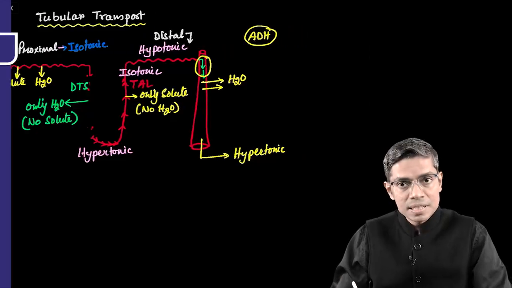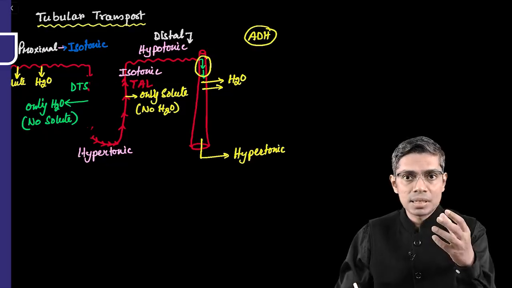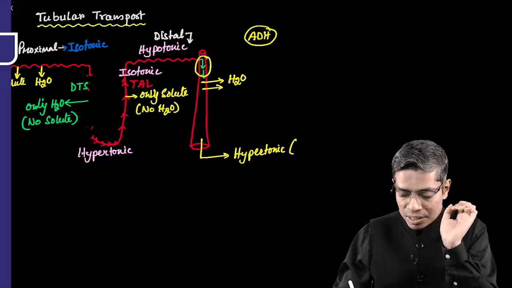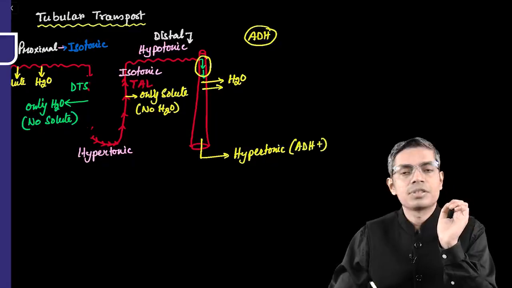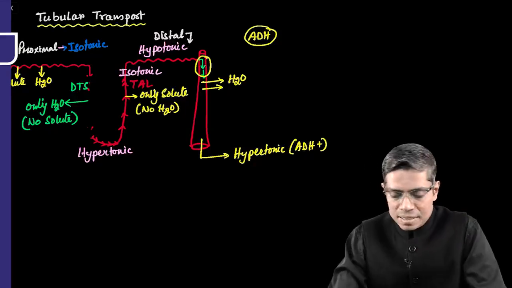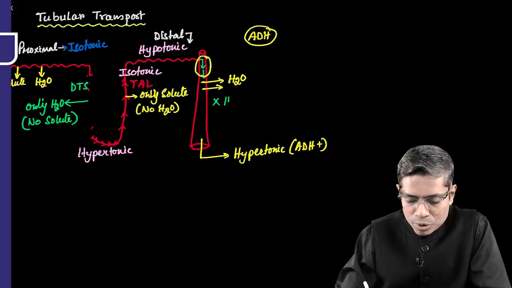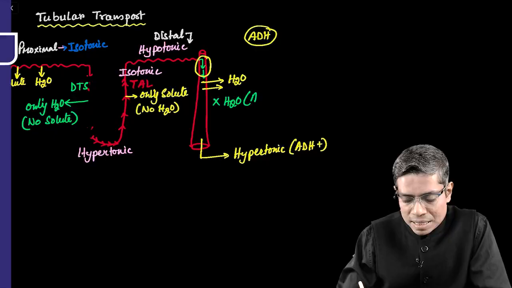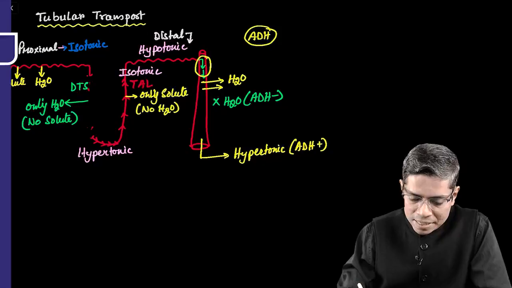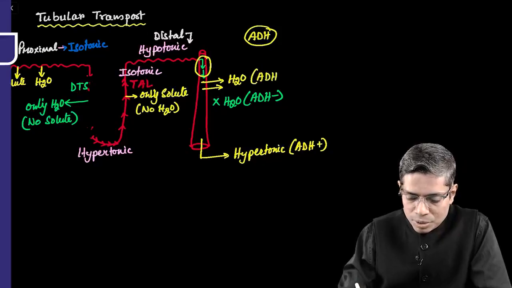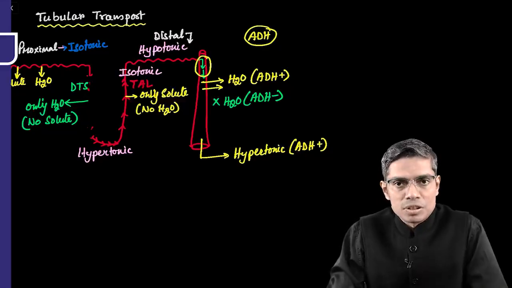So if ADH is present, the hypotonic urine which was present at the initial part of the collecting duct will finally be concentrated into hypertonic urine. This is in the presence of ADH. Now if ADH is absent at the level of the collecting duct, the water reabsorption is almost nil. If ADH is present, obviously there will be a huge amount of water reabsorption here, but if ADH is absent, water is not going to be reabsorbed.